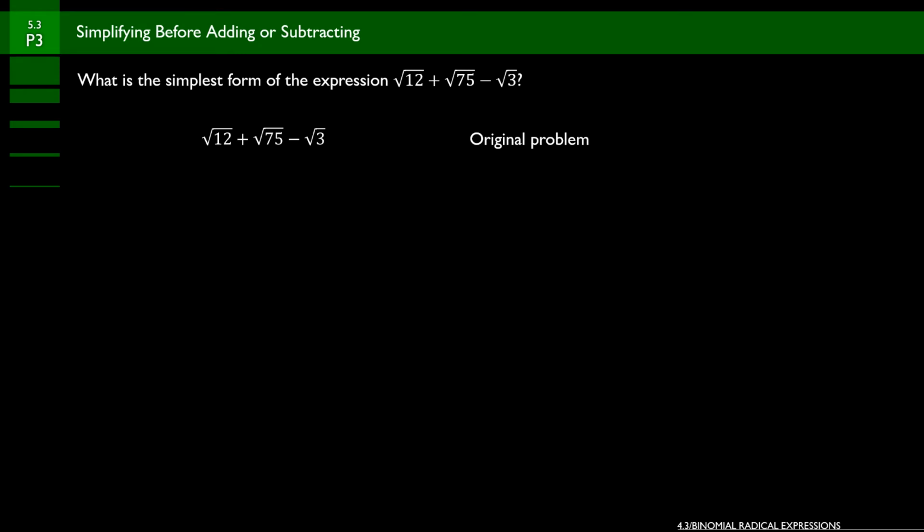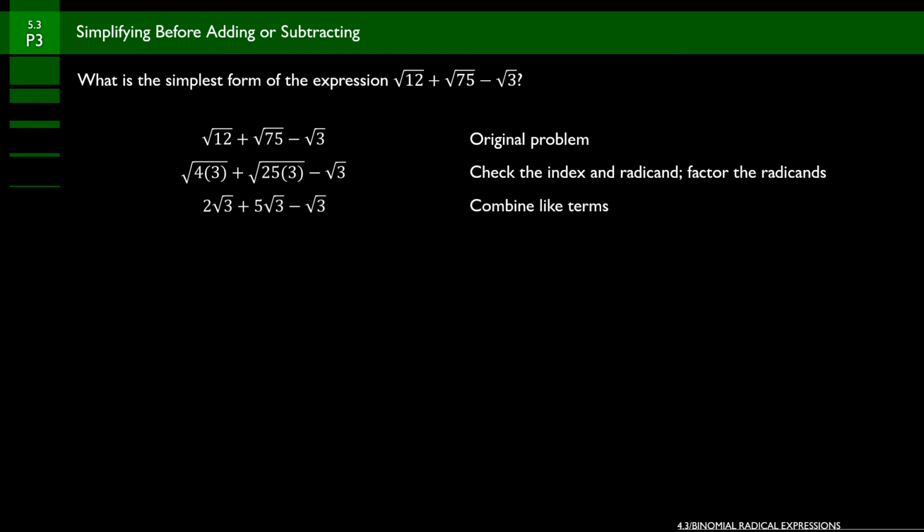So what is the biggest perfect square factor that goes into 12? Well, we get 4. So we get 4 times 3. For 75, we get 25 times 3. And then for square root of 3, we've already got it simplified. So then take square root of 4 times 3. We take the square root of 4, that gets pulled out to 2 square root of 3. 25 times 3, we take the square root of 25 and we get 5, so it becomes 5 square root of 3. And then we've got minus square root of 3.